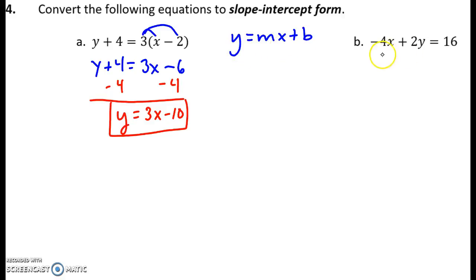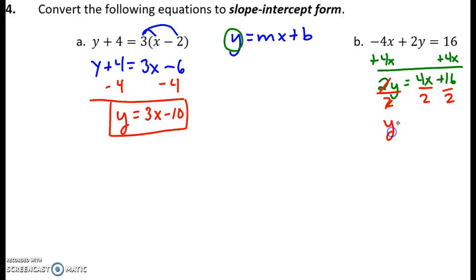Notice this next problem is in standard form. So if you want to get it in slope-intercept form, notice y is by itself. So I want to add 4x to both sides. So you get 2y equals 4x plus 16. You cannot combine 4x and 16 because they both do not have a variable. Now to get y by itself, divide by 2, so that is eliminated. And reduce your fraction. 4 over 2 is 2 with an x. 16 divided by 2 is 8. So y equals 2x plus 8.